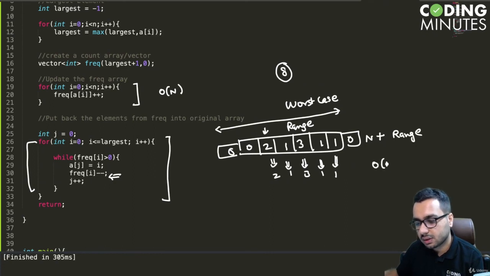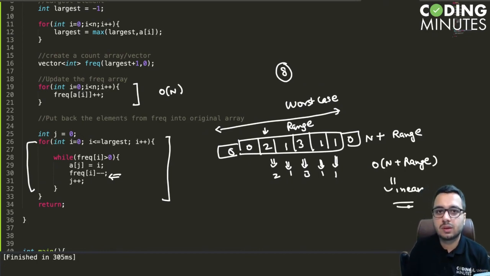So this is the complexity of the counting sort, and you can see it looks like a linear complexity. That means for certain problems where you have data that is bound in a particular range, you can also use counting sort over inbuilt sort.